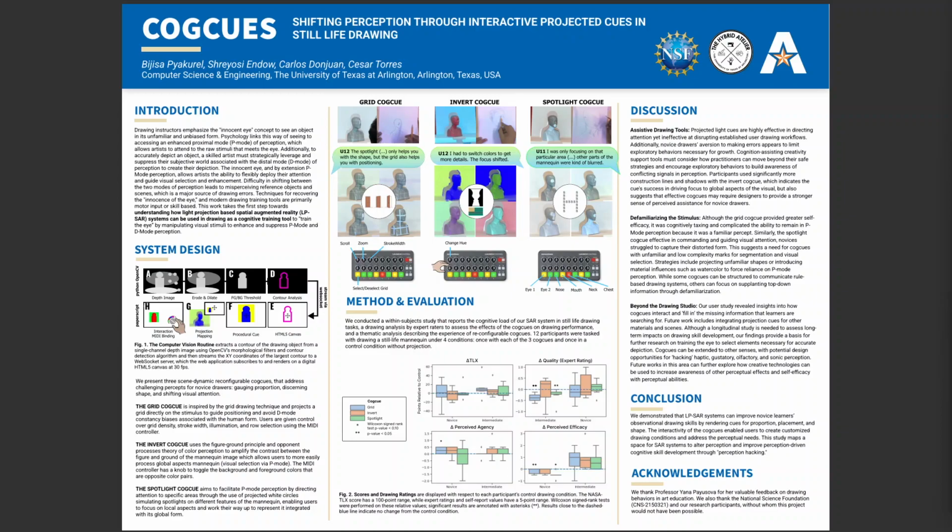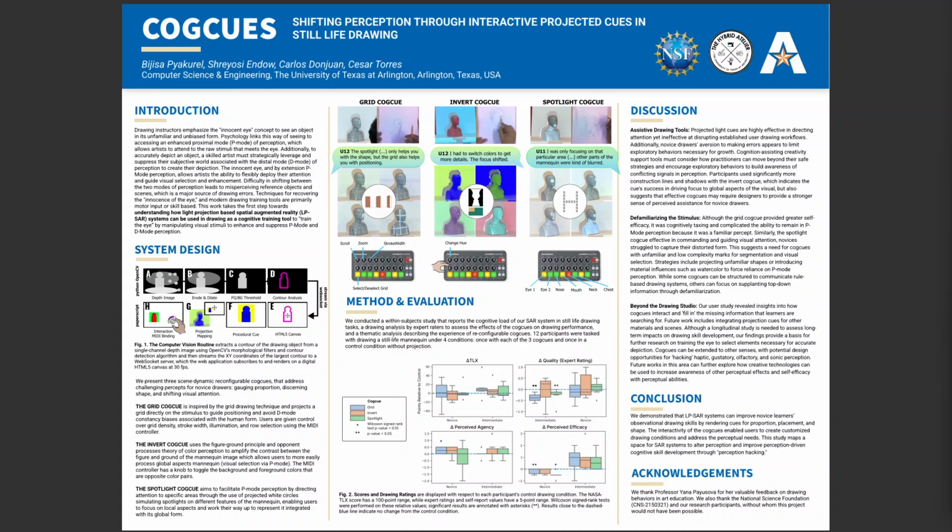In drawing training, instructors emphasize looking at the object of interest with the innocent eye to see it in its unfamiliar and unbiased form. Psychologists have linked this way of seeing the raw visual stimulus to an enhanced proximal mode, or P mode, of visual perception.